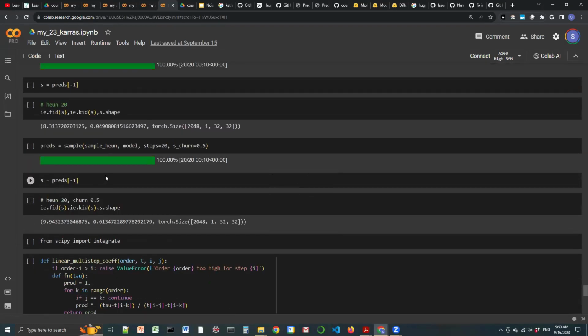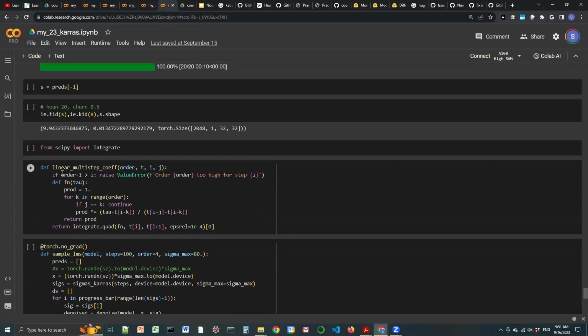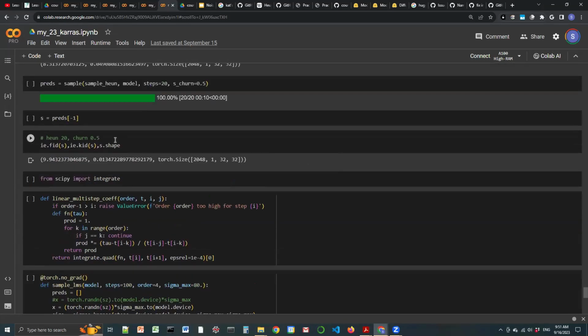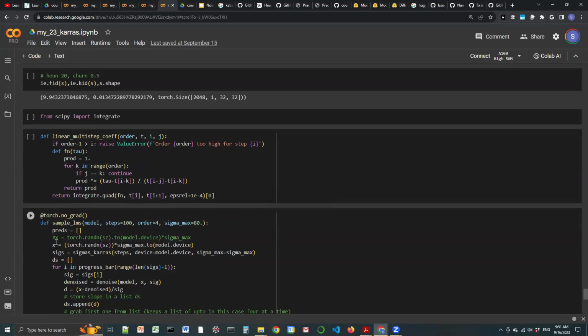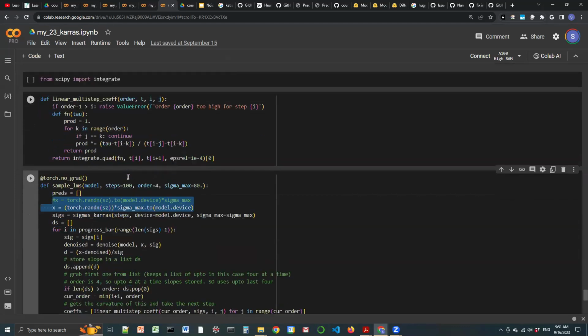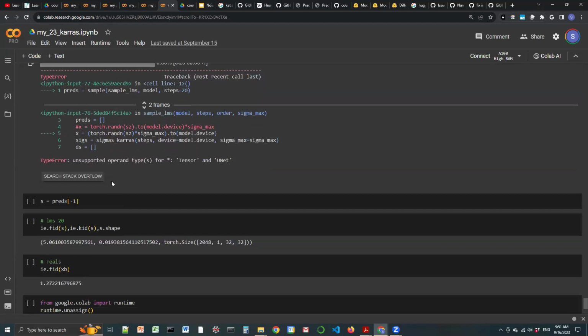And then again, in this case, I didn't have time to debug. There's a linear multi-step coefficient, which is one of the better ways of doing the extrapolation of the values we are seeking, which is different than the Hune method, because the Hune method runs the model twice. The LMS method tries not to do that, but obviously there is some problem with this particular line of code in the implementation where he tries to multiply the sigma max times the random values, because that doesn't run for me.